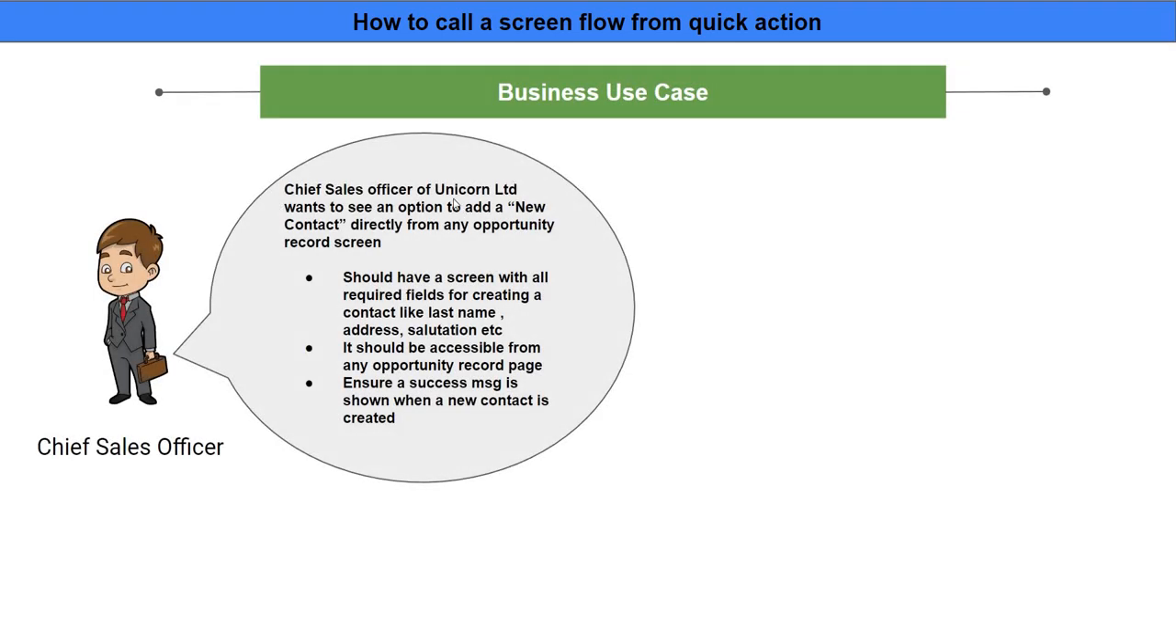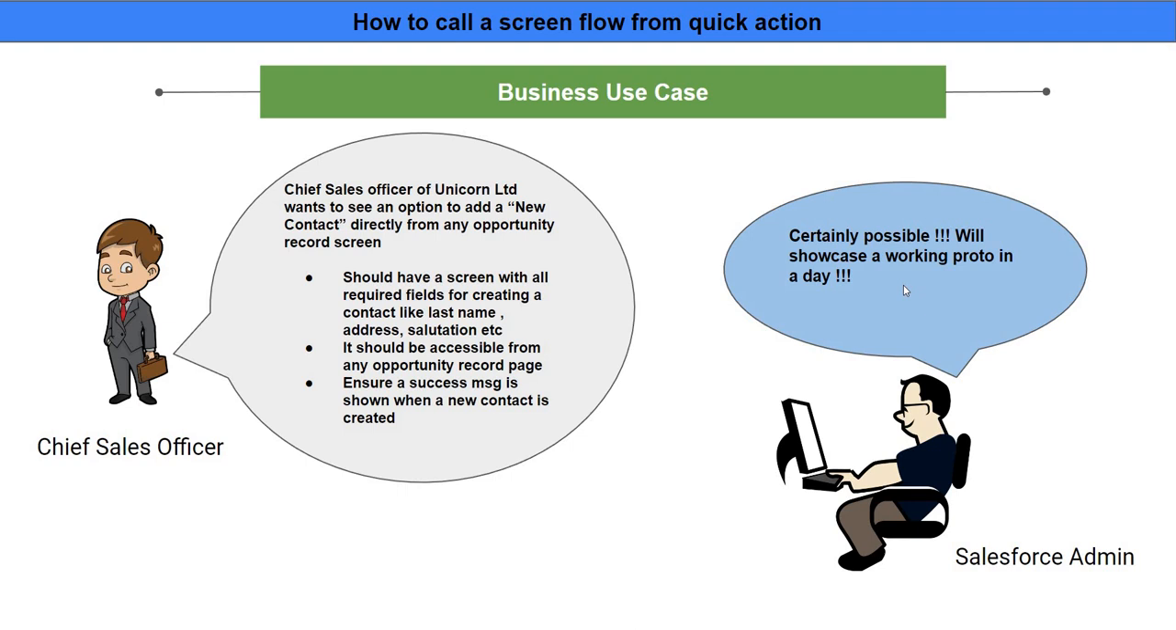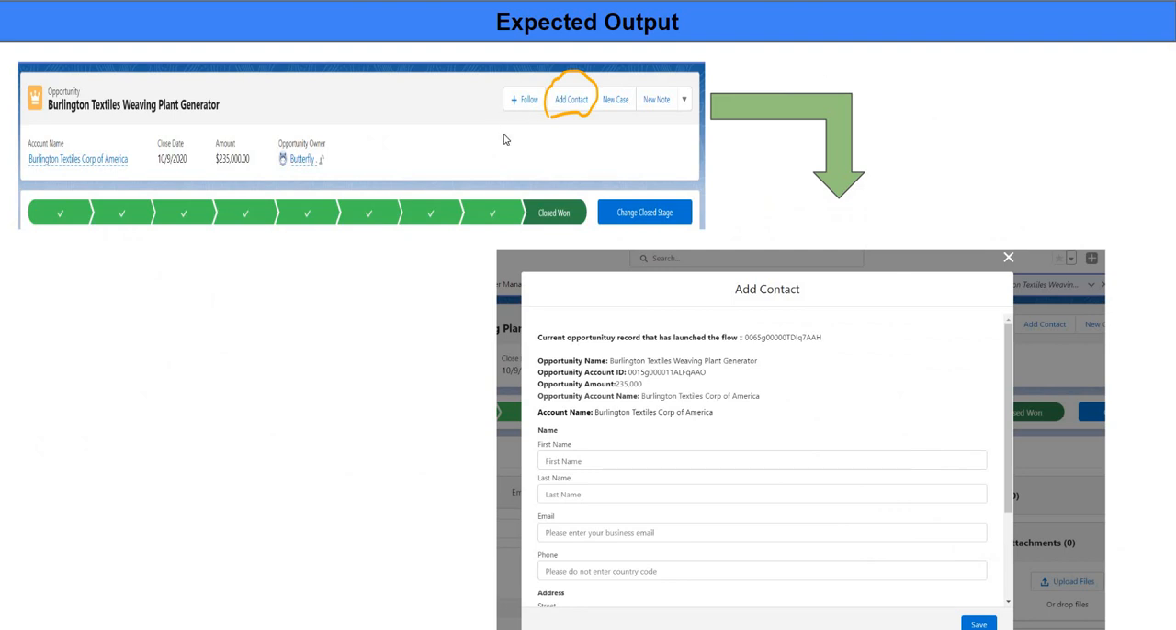We have a chief sales officer of Unicorn Ltd. He wants to see an option to add a new contact from the opportunity record screen. There should be a form that takes inputs from the user like contact first name, last name, salutation, address, etc. And it should be able to create a new contact and show a success message. As a Salesforce admin, without writing a single line of code, let us see how you can accomplish this requirement.